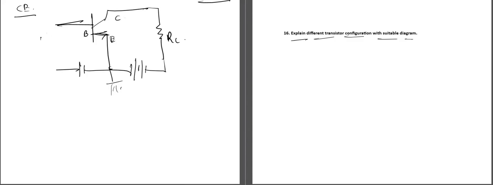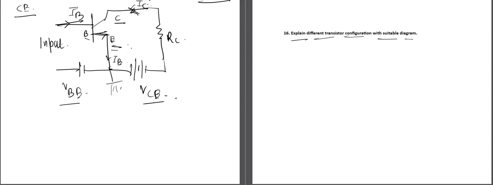We apply the input signal at the base terminal, and the input voltage is V of BE because the input is applied between the base terminal and the emitter terminal. The output voltage is V of CE because the output is taken between the collector terminal and the emitter terminal. Here the base current is in this direction, the emitter current will be in this direction, and the collector current will be in this direction.